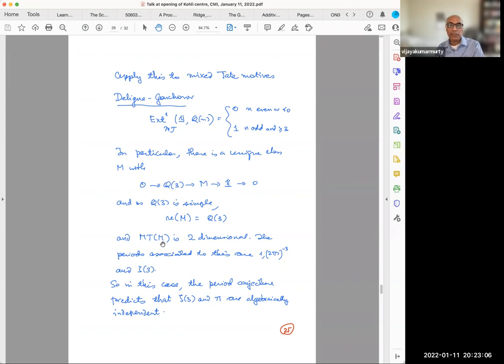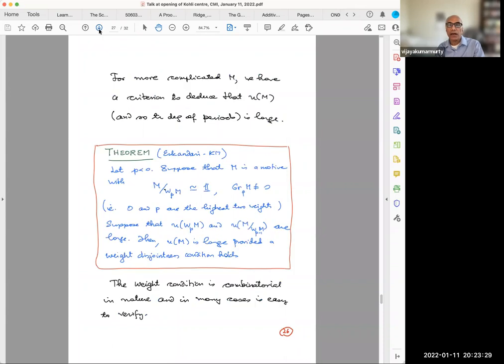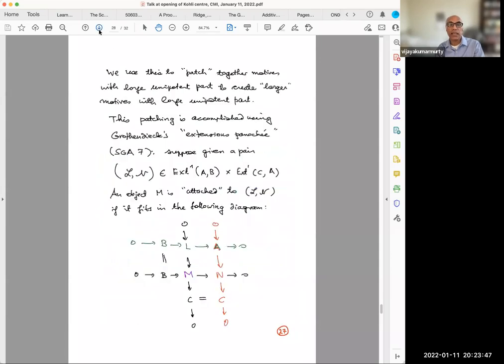Moreover, the Mumford-Tate group itself is two-dimensional because the semi-simple part of it is one-dimensional and the unipotent radical is one-dimensional. The periods associated by the Deligne-Goncharov calculation I mentioned earlier involve pi and zeta(3). So in this case, the period conjecture is again that zeta(3) and pi are algebraically independent. What we do is develop some criteria by which you're able to inductively say that unipotent radicals of mixed motives are large, again using weight disjointness conditions. Okay, let's skip this for now so I can get to the actual construction.